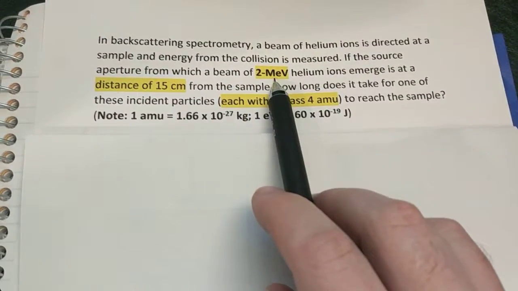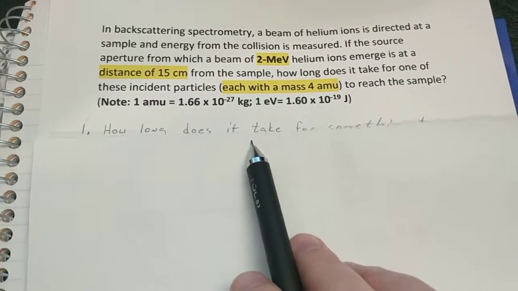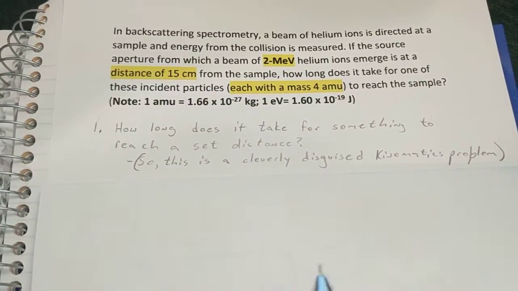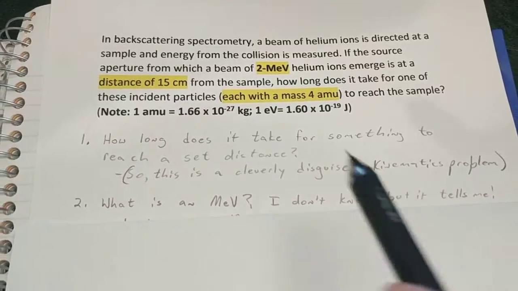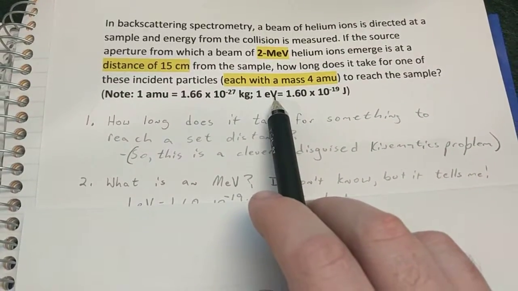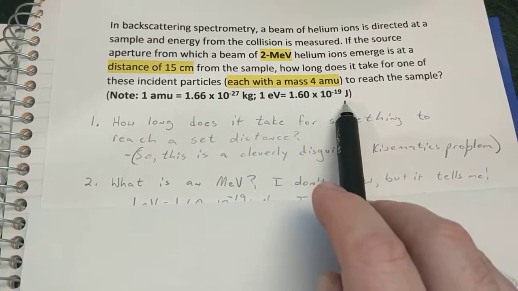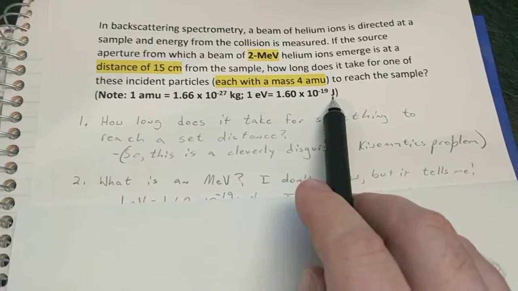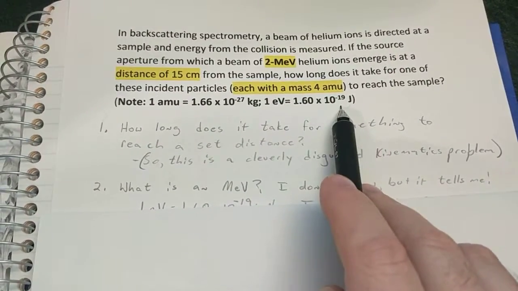I'm scared off because I don't know what an MeV is. But wait a minute, I don't have to know what an MeV is, because let's look at what type of problem it is. Well, it's a cleverly disguised kinematics problem. What is an MeV? I don't know. I don't have to know, it tells me. 1 eV equals 1.6 times 10 to the negative 19 joules. Wait a minute. I know what a joule is. That's a unit of energy. And now I look, 1 eV equals this.